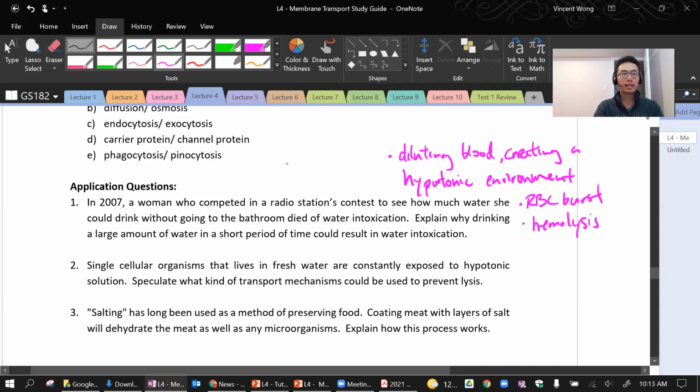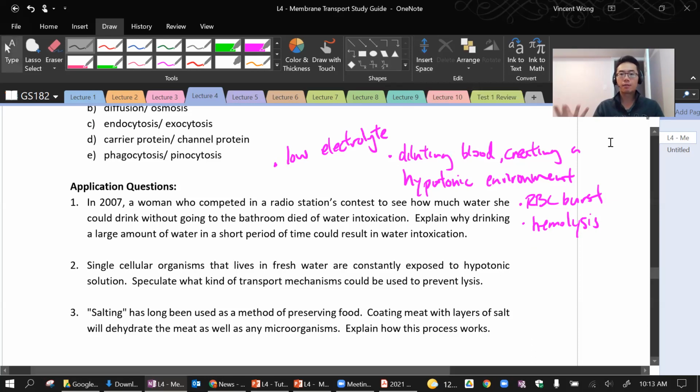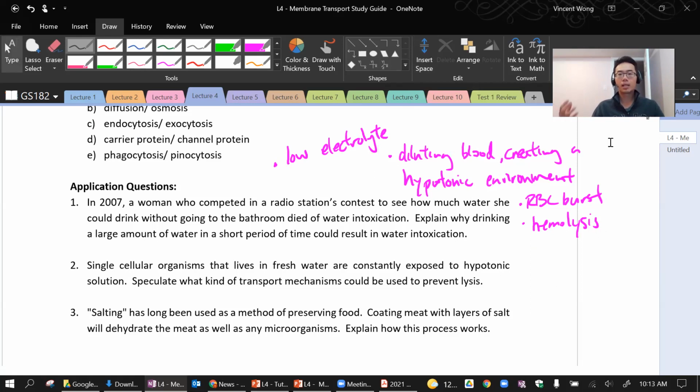A second reason you might die is you would have very low electrolytes. Electrolytes are things like calcium, magnesium, sodium, all these things that have functions in the body. You need calcium for contraction. So if you dilute all that calcium, then your muscle might not be able to contract, right? Your heart is a muscle, so that could kill you. Without the calcium, you also might have difficulty with the nerves communicating, and that could lead to a host of other problems as well.